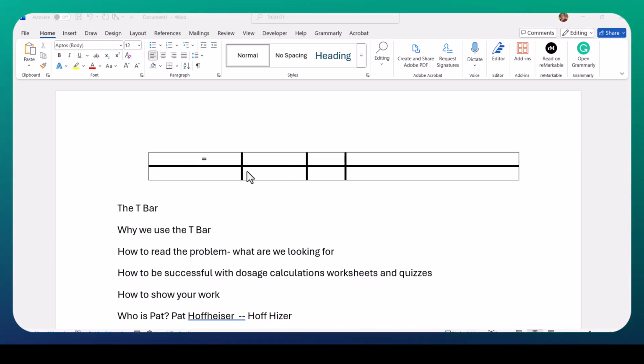Okay, that's what this is called. So if you think of it like a lowercase t laying on its side, that's what it is. We've created a worksheet for you. It's in your Blackboard. You will see it, student answer worksheet, and that's what you need to submit all of your work on for your worksheets and for your quizzes.